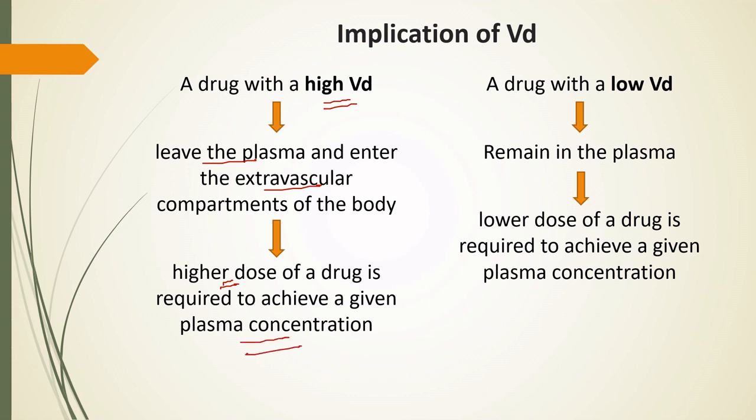Now exactly opposite, if a drug has a low volume of distribution, that means it will not be distributed so easily. So that drug is going to remain in the plasma and hence a lower dose of the drug will be required to achieve a given plasma concentration.